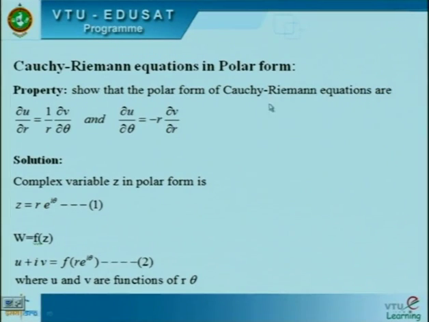Now we need to consider the Cauchy-Riemann equations in polar form. The polar form of the Cauchy-Riemann equations is ∂u/∂r = (1/r) ∂v/∂θ, and ∂v/∂r = -(1/r) ∂u/∂θ. We have proved the Cauchy-Riemann equations in Cartesian form, and this is also a very simple way to prove it. This is similar to that problem. That is, the Cauchy-Riemann equations in polar form are as follows.